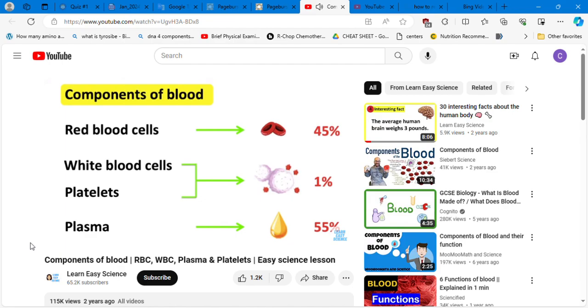Platelets. Platelets are also known as thrombocytes. These are fragments that help to stop bleeding and help to heal wounds by forming blood clots.